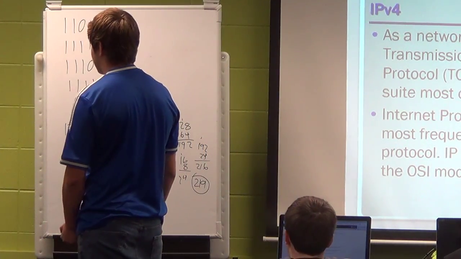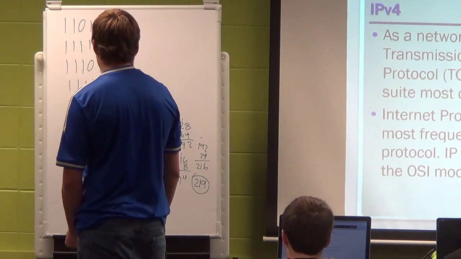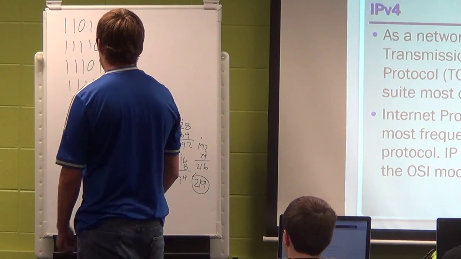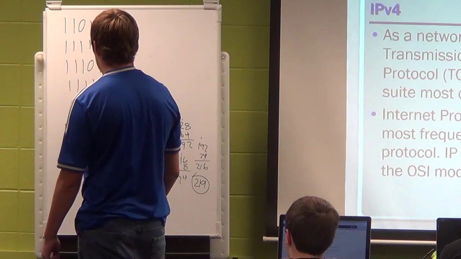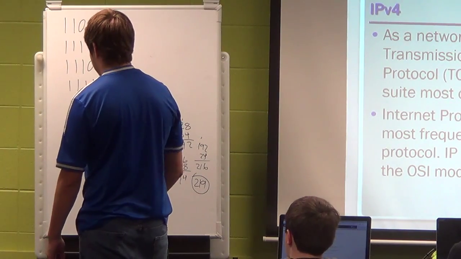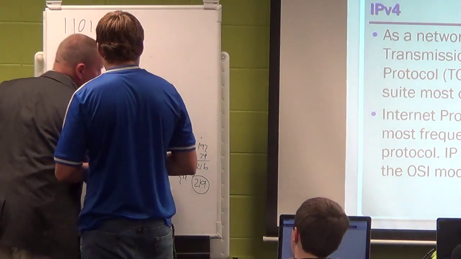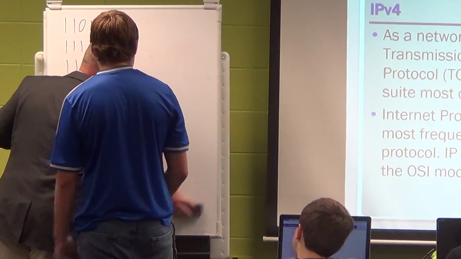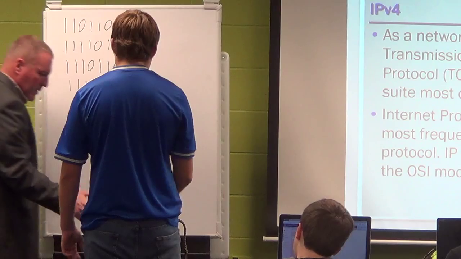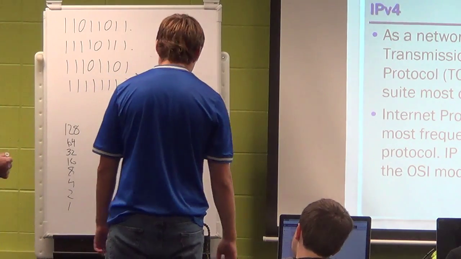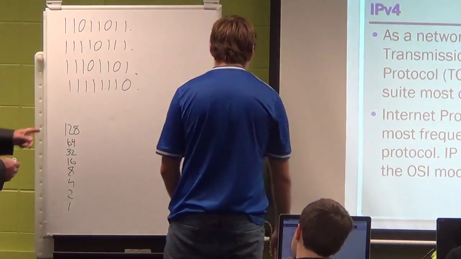Okay, so 192 plus 24 is 216, plus 3 is 219. Okay? Anybody disagree with that? So it's actually a little bit easier so you don't get confused. It's easier for me anyway. Go ahead, have a seat.